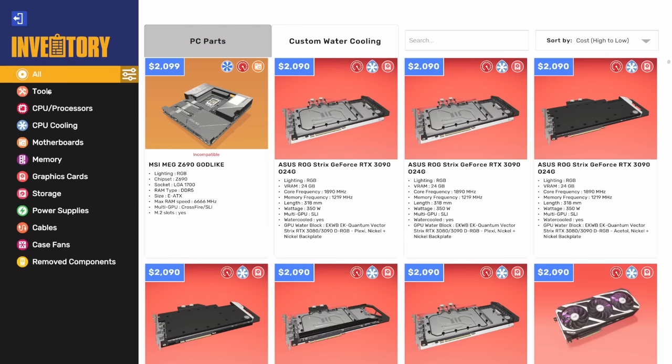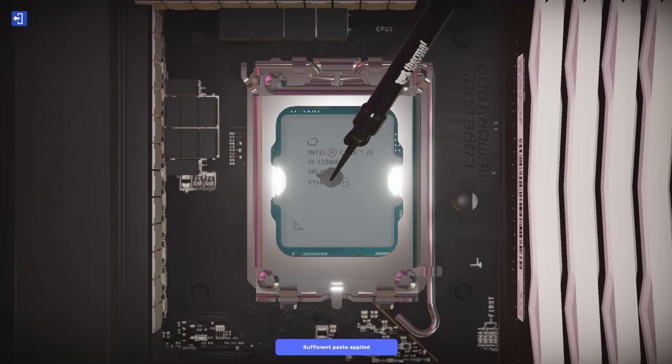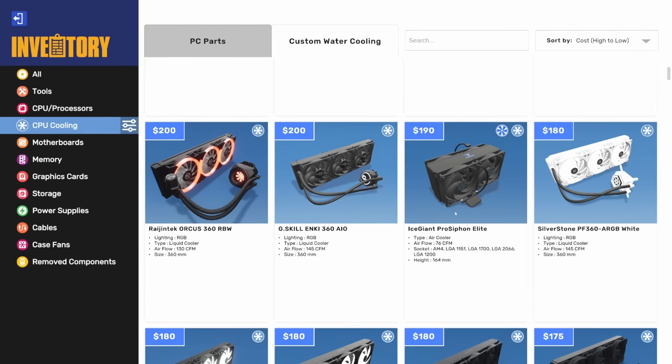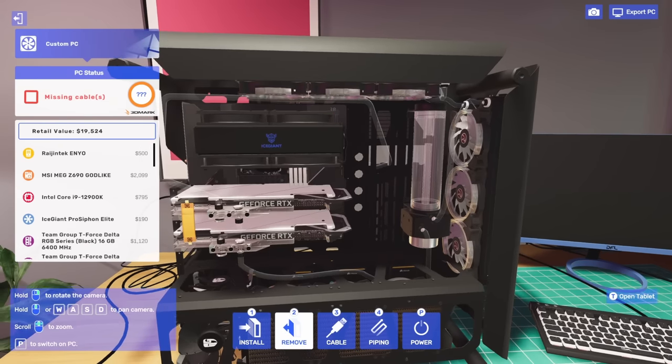And then let's put on our thermal paste. Oh, geez. There you are. There you go. A little thermal paste. Okay, sufficient thermal paste has been applied. CPU cooling, IceGiant ProSiphon Elite. Crazy air cooler. I forget what technologies this uses, and it actually just fits. So cool. We framed around it.